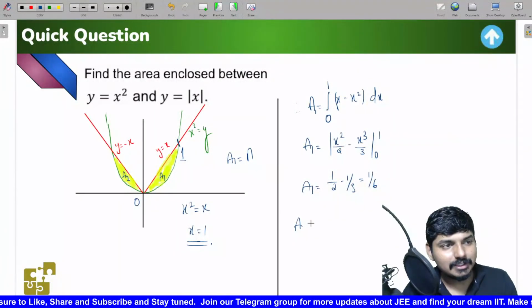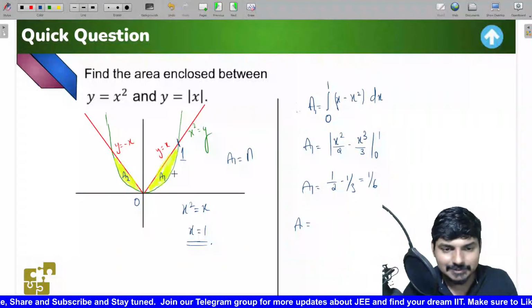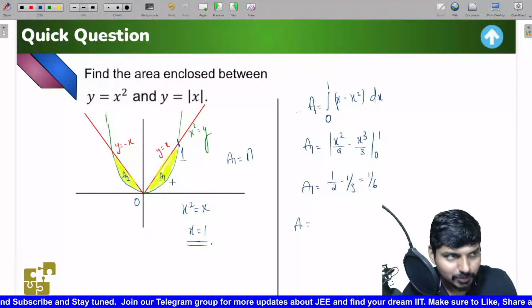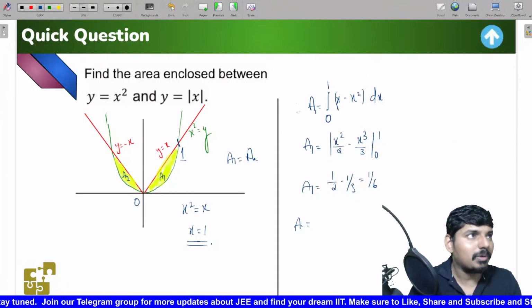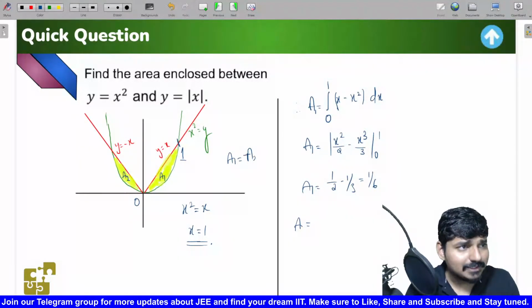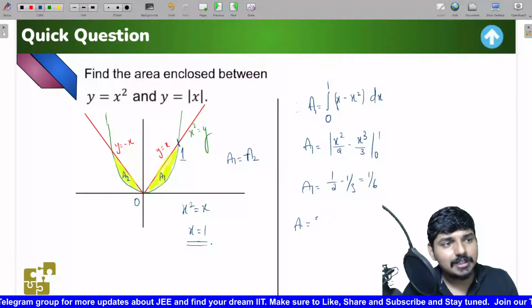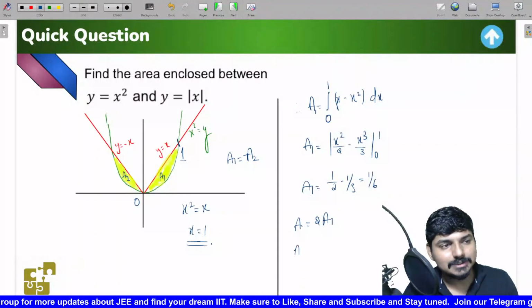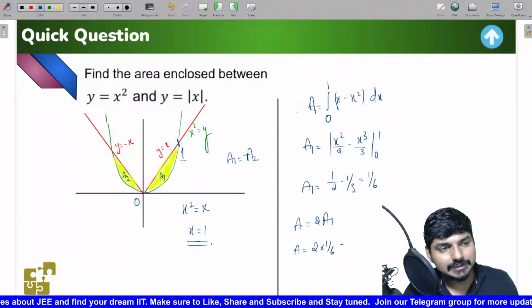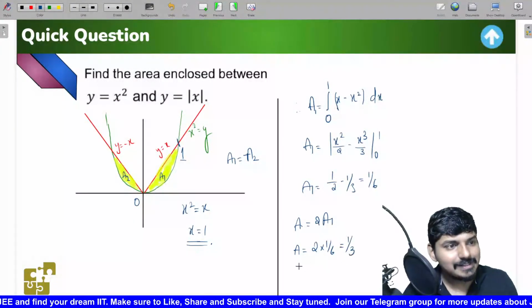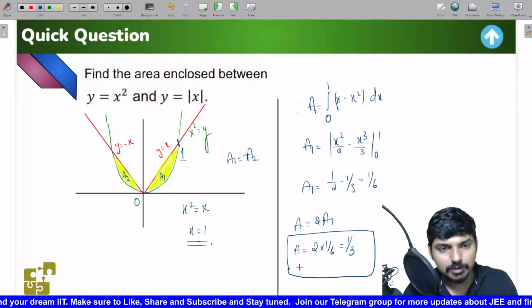So once you get to know the area A1, can you tell me how do we calculate the complete area? Area A is going to be A1 plus A2, and we do know A1 and A2 are simply going to be the same. So to get the total area, I can say A is going to be 2 times A1. So 2 times 1 by 6, which is going to be 1 by 3. This is going to be the solution.